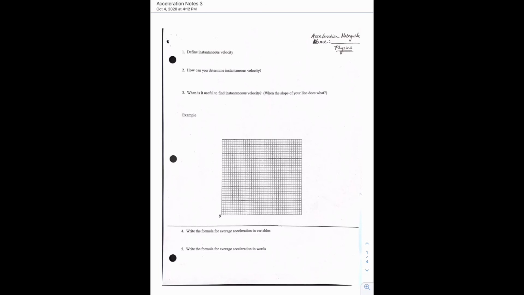So in this lecture, I wanted to go over acceleration, but I'm going to start here with a kind of mini lecture over instantaneous velocity. Instantaneous velocity is the average velocity over a tiny time interval. So when the time difference becomes very small, you're taking instantaneous velocity.